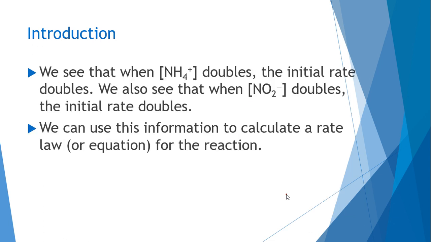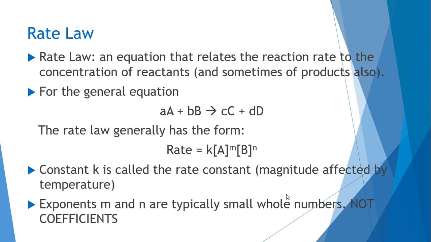So we can actually use this information to calculate something called a rate law, or an equation for determining the rate of the reaction. So what is a rate law? A rate law is an equation that basically relates the reaction rate to the concentration of reactants and sometimes the products. So it allows us to take into account how concentration affects the speed of a reaction.